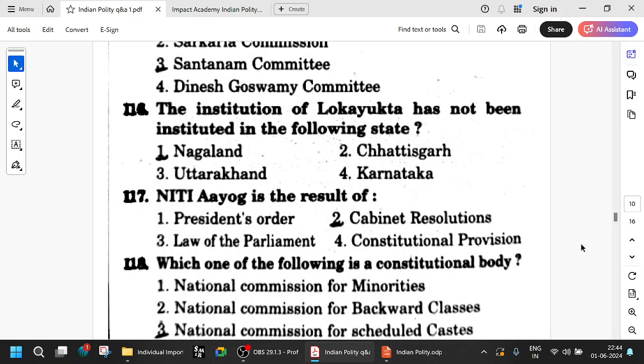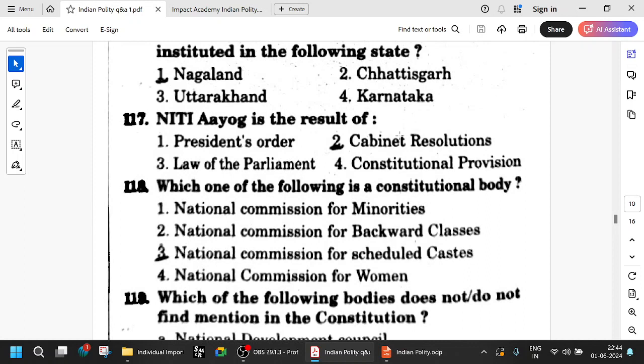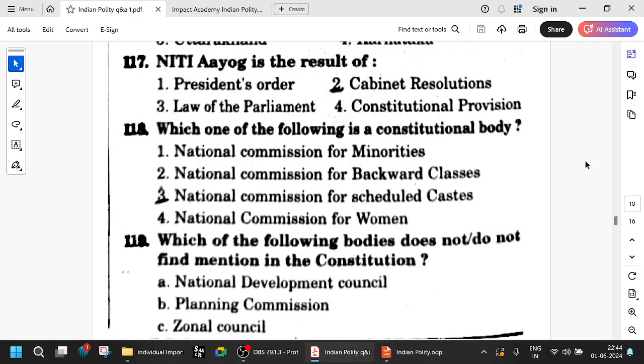Okay, so Niti Aayog is the result of a cabinet resolution. It's not a constitutional body. It's not a statutory body. If it came with a law of Parliament, that would be an Act, and it would be a statutory body, not one created by presidential order. It is not a constitutional body. So in the Lok Sabha or Rajya Sabha, they would have taken a resolution and passed it to remove the Planning Commission and bring in Niti Aayog.